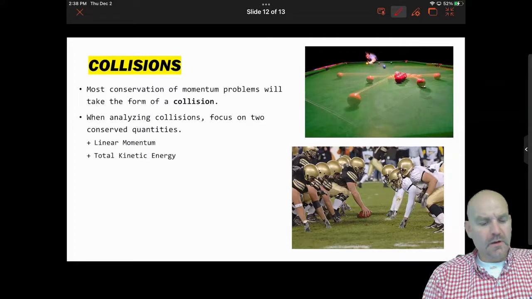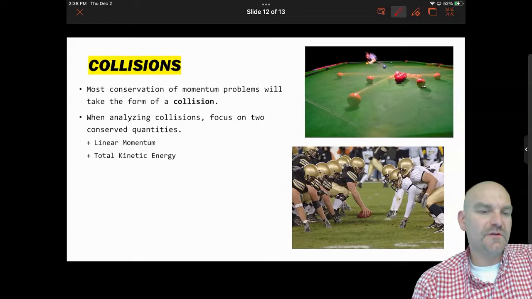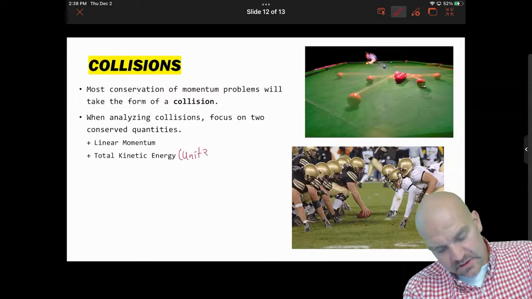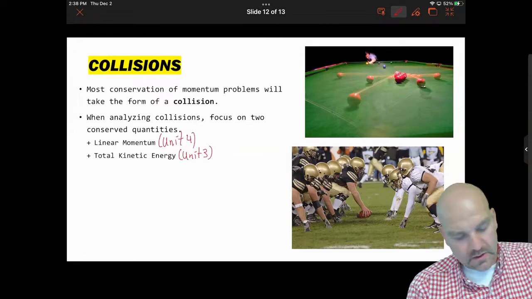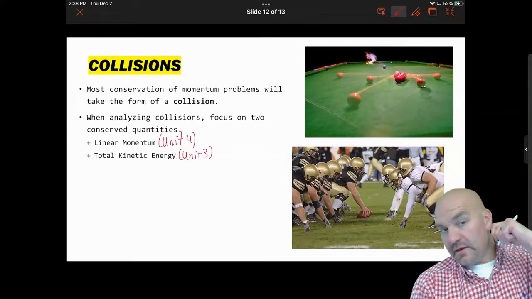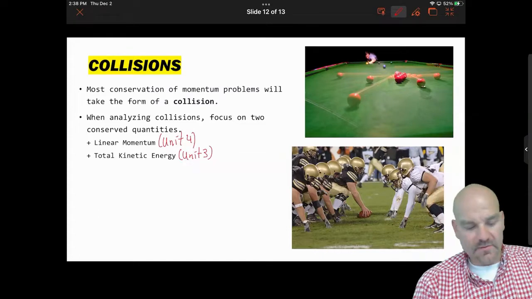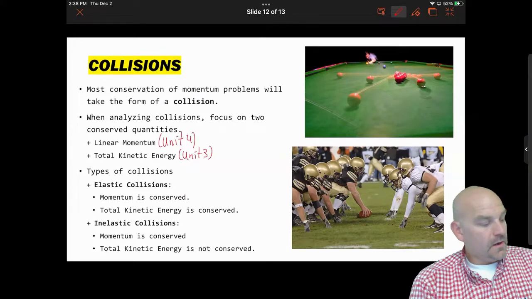Now, when we analyze these collisions, we're going to focus on two of those conserved quantities that we've spoken about. We're going to focus on conservation of energy, which is Unit 3, and we're going to look at the stuff here from Unit 4, which is linear momentum. And then you have the third quantity, which we'll talk about when we do rotation, which is angular momentum.